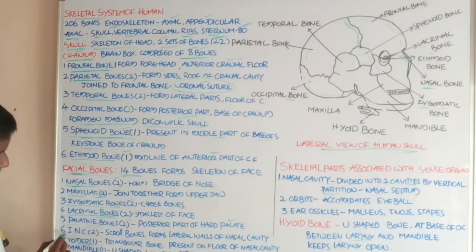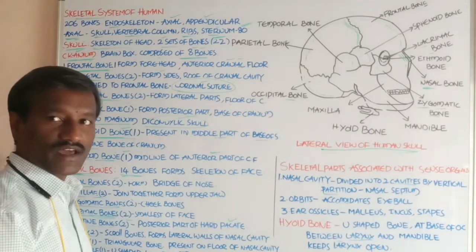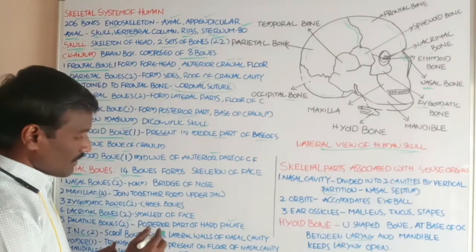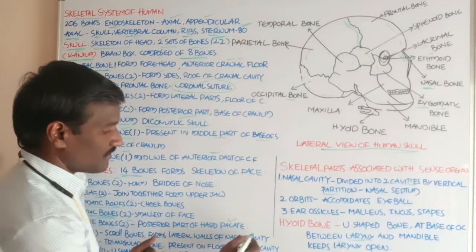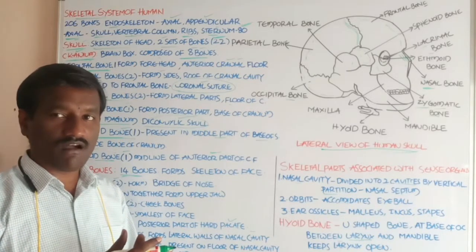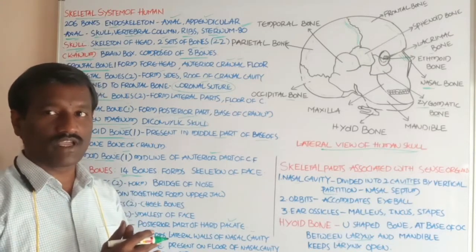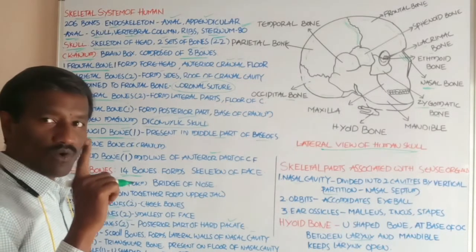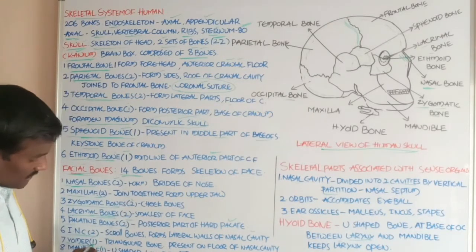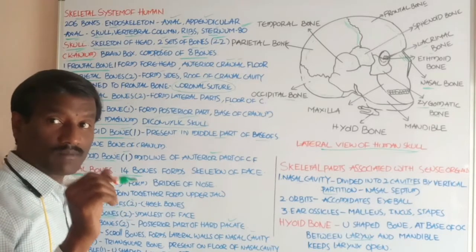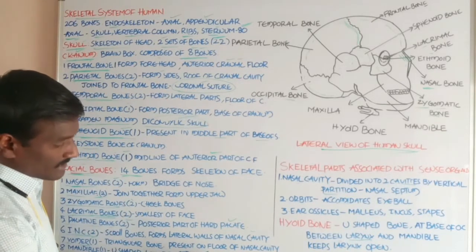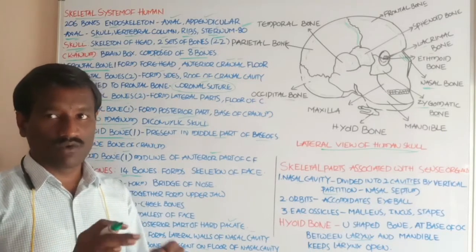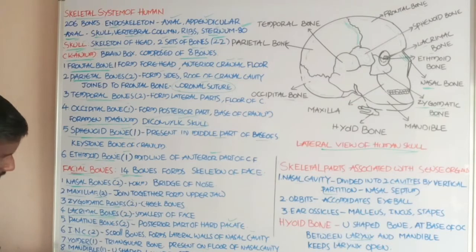Next, another one, the inferior nasal conchae, 2 in number. They are scroll-like bones and form the lateral walls of the nasal cavity. And the seventh one is the vomer, only 1 in number. The vomer is a triangular shaped bone present at the floor of the nasal cavity.